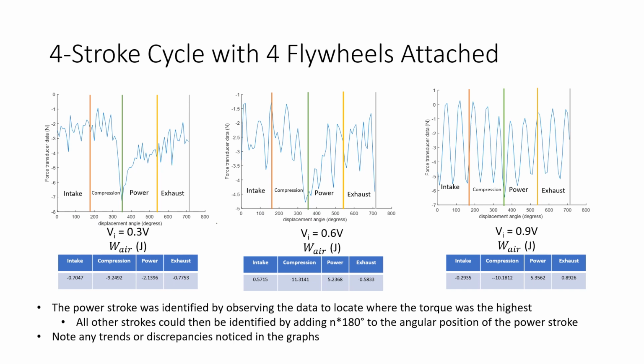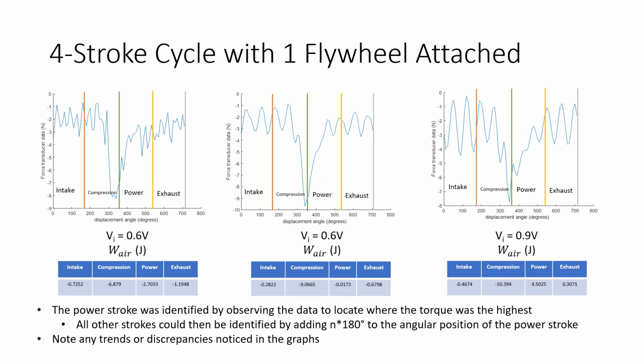Notice how for the cycle driven by 0.3 volts, the work during the power cycle is negative. This tells us that the motor is driving the engine rather than the engine driving the motor. The same process as discussed for the 4 flywheels was followed for the single flywheel. The work terms due to the air for each of these velocities are noticeably lower than the previous values found with the higher inertia.